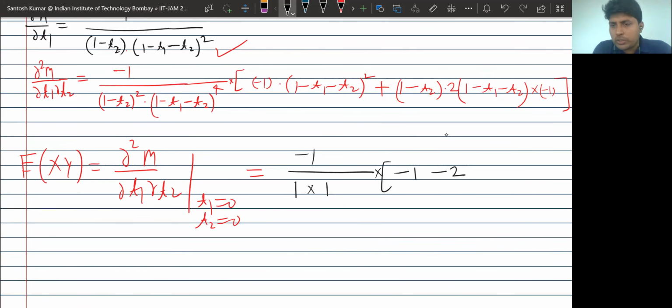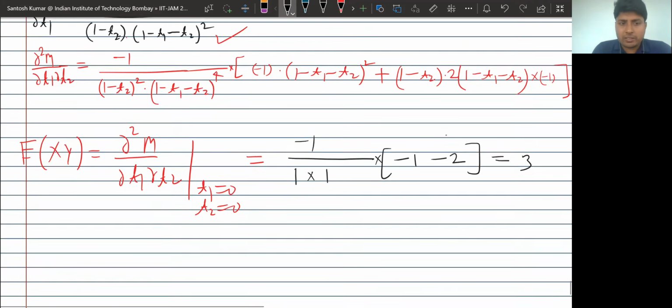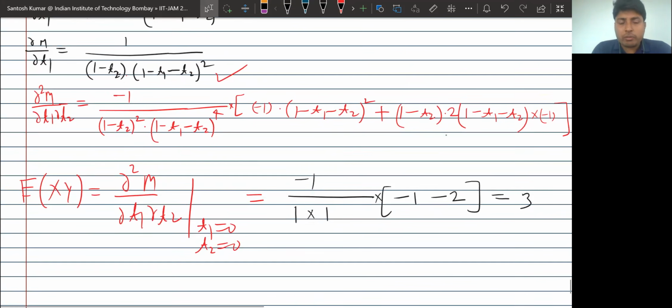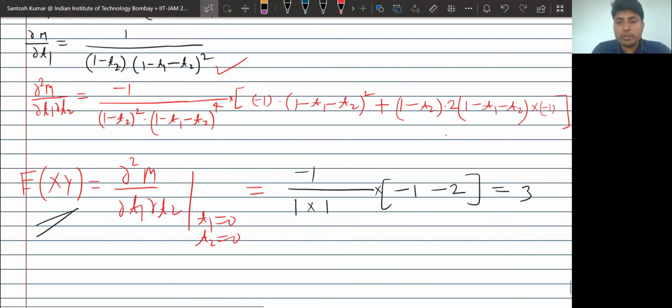Yes, so t1 and t2 both are 0, so minus 2. So finally it will be minus 1 into minus 3, which is 3. So E[XY] we get 3. So this is the double derivative of M with respect to t1 and t2, once with respect to t1 and once with respect to t2. So we get E[XY], which is 3.